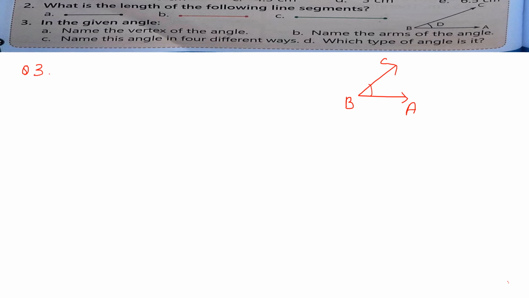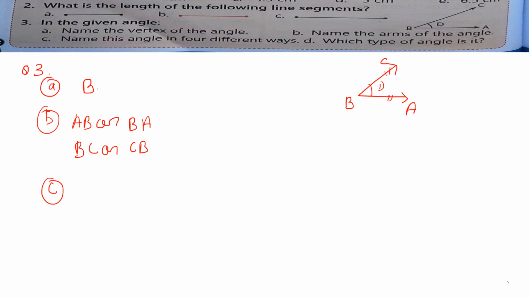Okay. Now, name the vertex, meaning this point. Here also the name is given, as you can see here. So for number A, the vertex is B. Okay. Now number B, name the arms of the angle. So these are the arms. We can write AB or BA, and the other one is BC or CB. Number C, name this angle in 4 different ways.